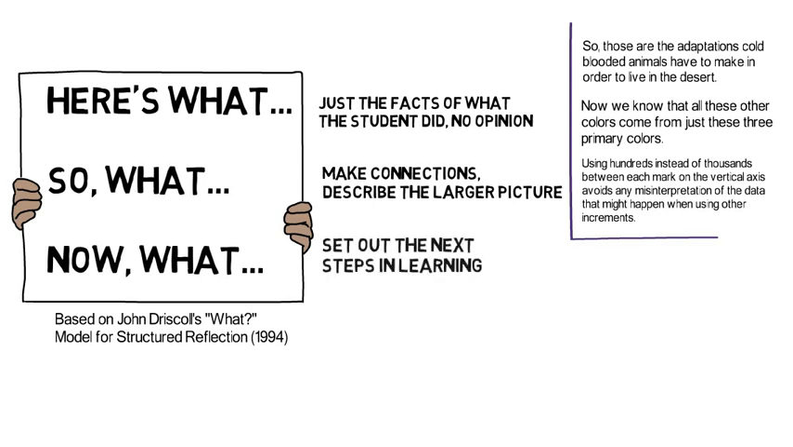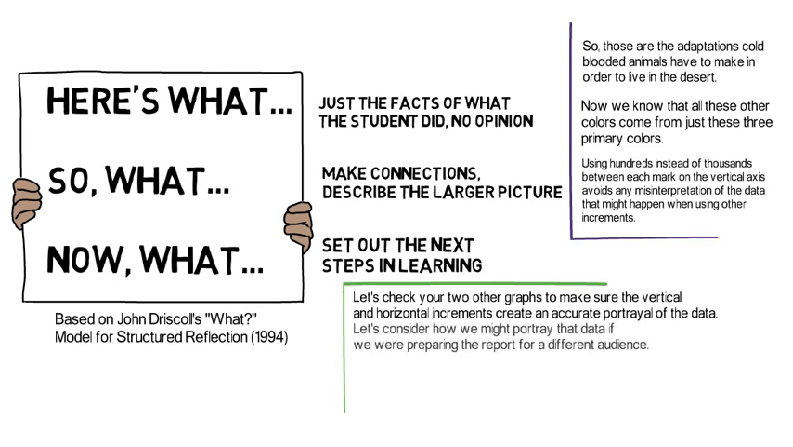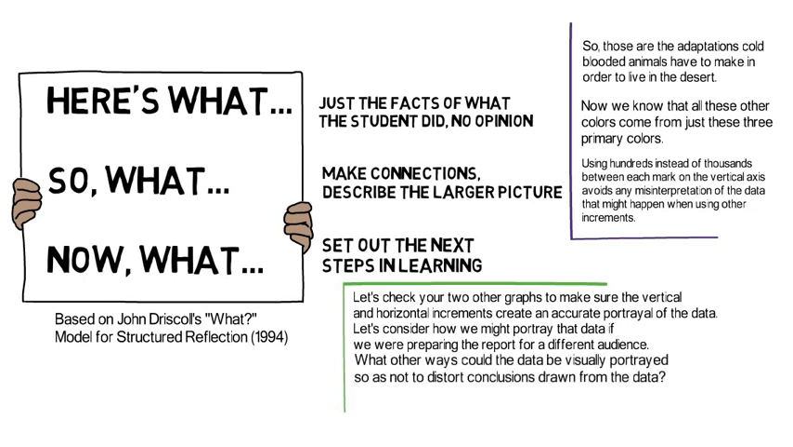Now what? Here is the place to identify next steps in the learning, new questions in the learning as well. Examples include, let's check your 2 other graphs to make sure the vertical and horizontal increments create an accurate portrayal of the data. Let's consider how we might portray the data if we were preparing the report for a different audience. What other ways could the data be visually portrayed so as not to distort conclusions drawn from the data?